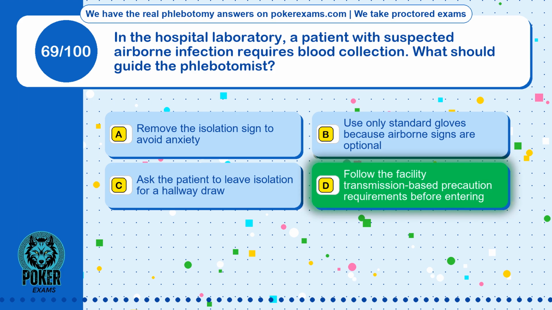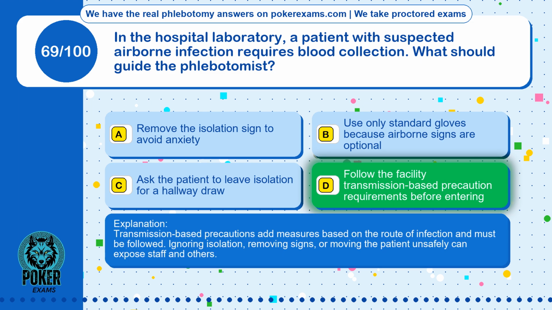The correct answer is option D. Follow the facility transmission-based precaution requirements before entering. Transmission-based precautions add measures based on the route of infection and must be followed. Ignoring isolation, removing signs, or moving the patient unsafely can expose staff and others.